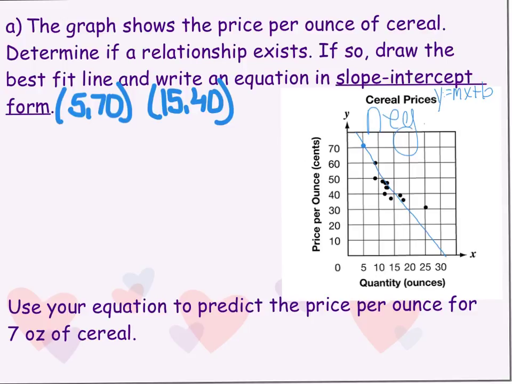Let's go through and write an equation. Well, any equation we write, we need to find the slope. So let's find the slope between these 2 points. I'm going to take y2 minus y1 all over x2 minus x1. 40 minus 70 is negative 30. 15 minus 5 is 10. So my slope is negative 3.